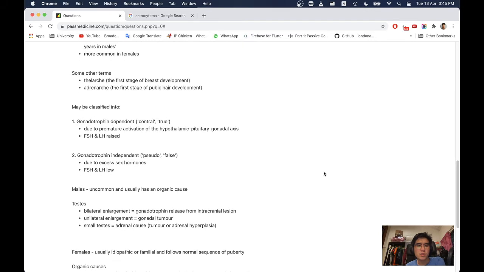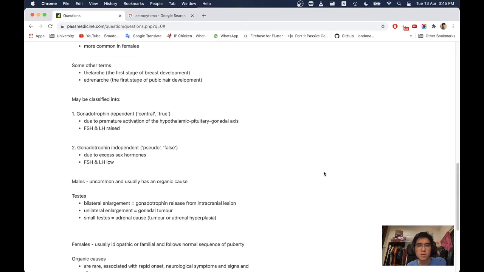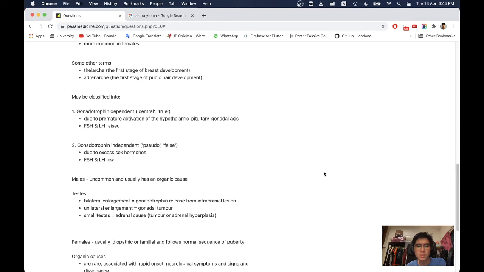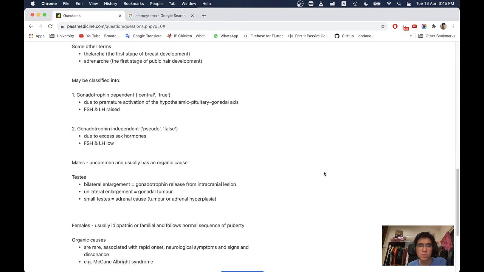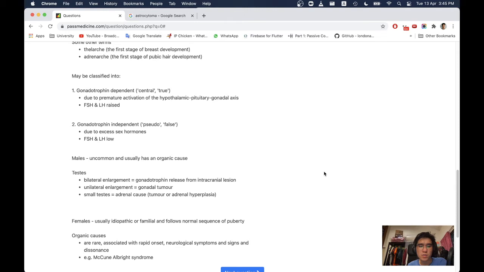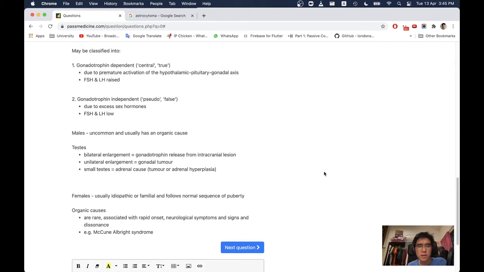May be classified into gonadotropin dependent, central, or true, due to premature activation of the hypothalamic-pituitary-gonadal axis, with FSH and LH raised, or gonadotropin independent, pseudo or false, due to excess sex hormones, where FSH and LH are low. Males: uncommon and usually has an organic cause. Bilateral testis enlargement means there's a gonadotropin release from an intracranial lesion. Unilateral enlargement is a gonadal tumor. And small testis is an adrenal cause, tumor or adrenal hyperplasia.